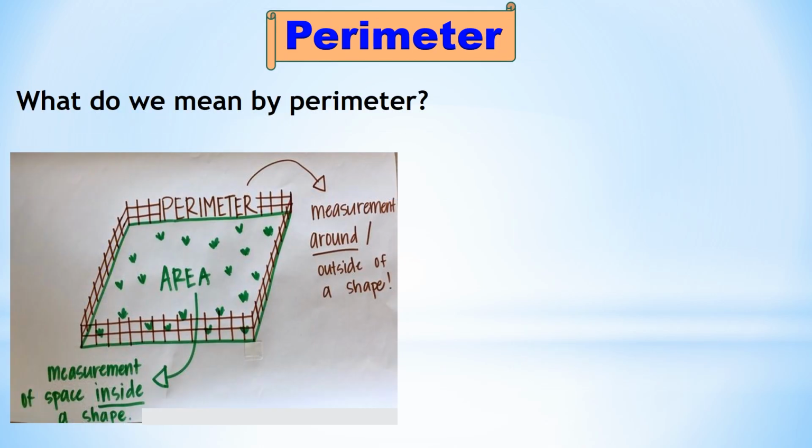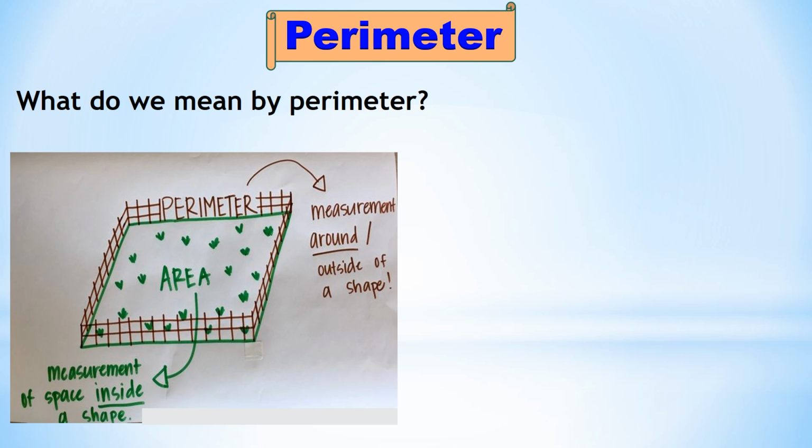Let's start our new topic about perimeter. Perimeter. What do we mean by perimeter? We have here a photo to see the meaning of perimeter. Here inside this photo, we have a garden. This garden contains some greens inside it, and we have a fence outside it. This fence is the perimeter, and these greens inside it are the area.